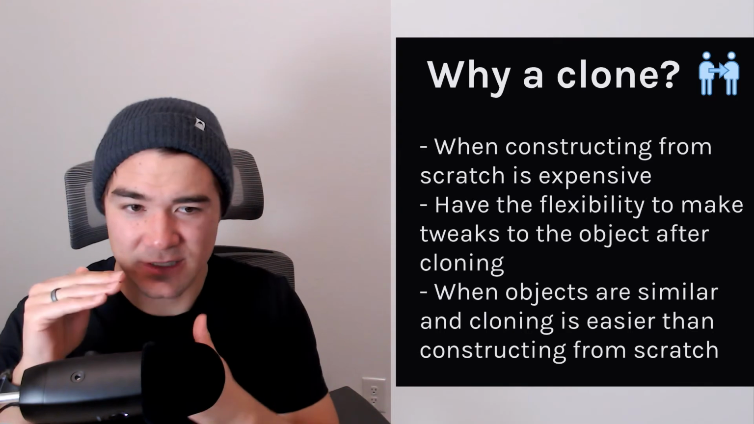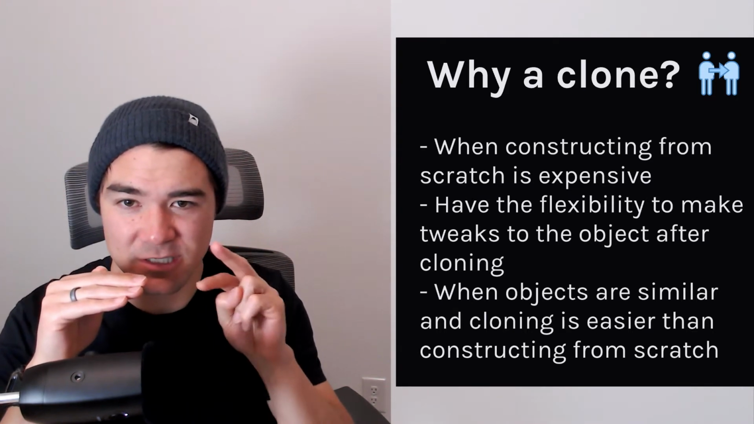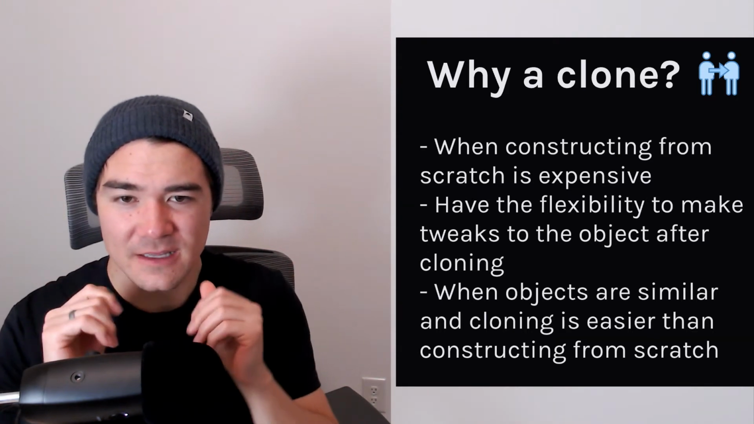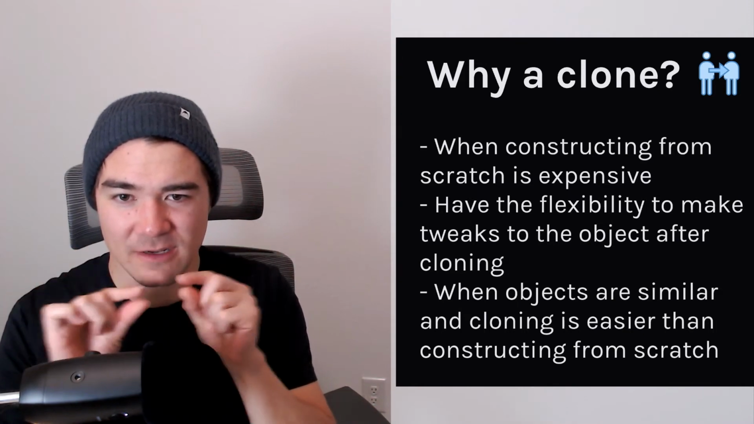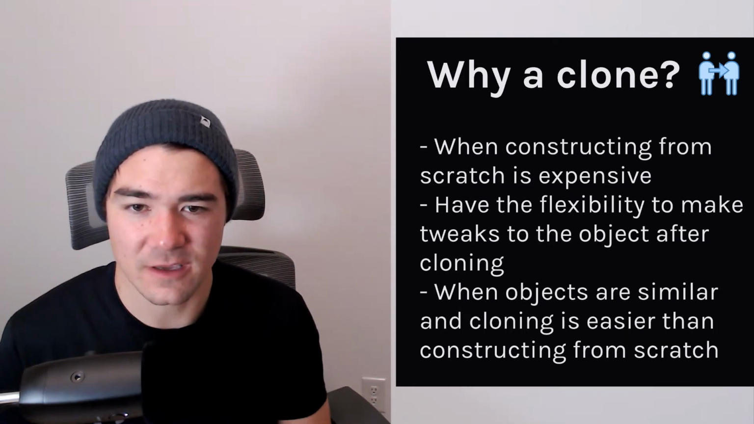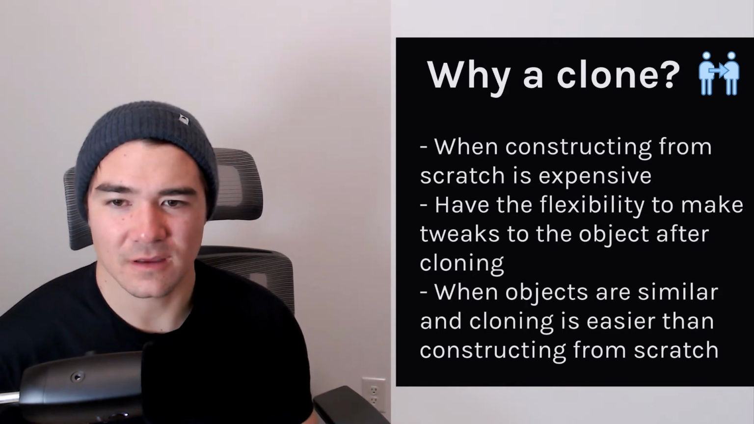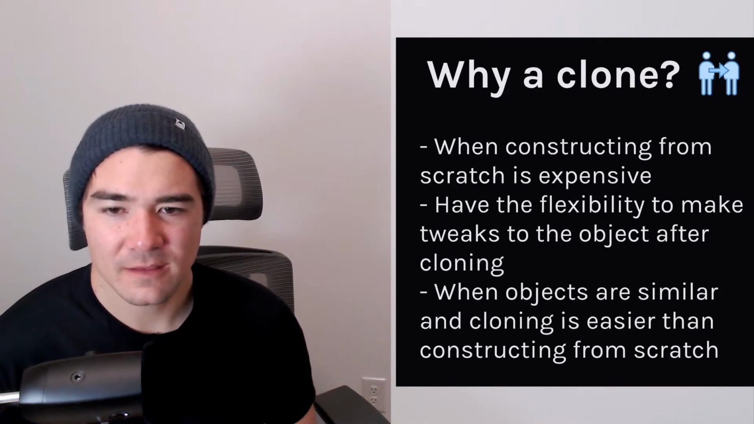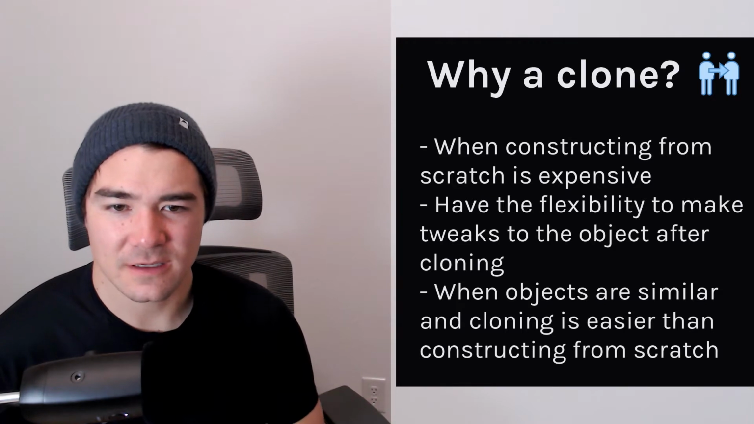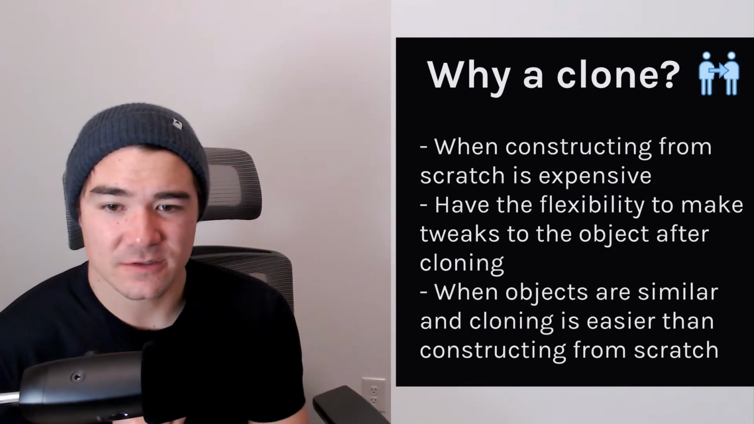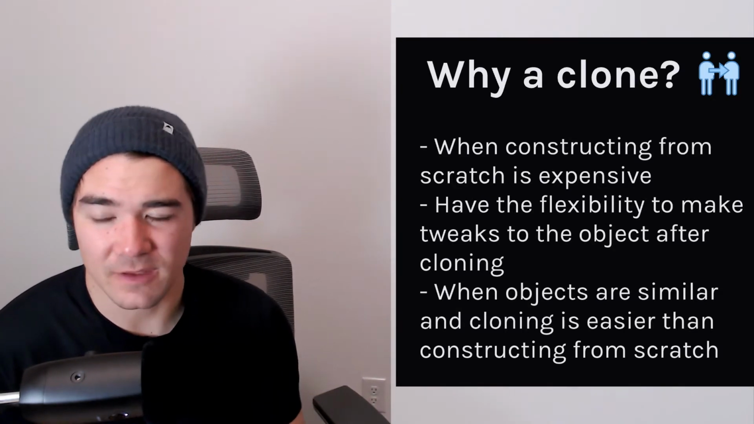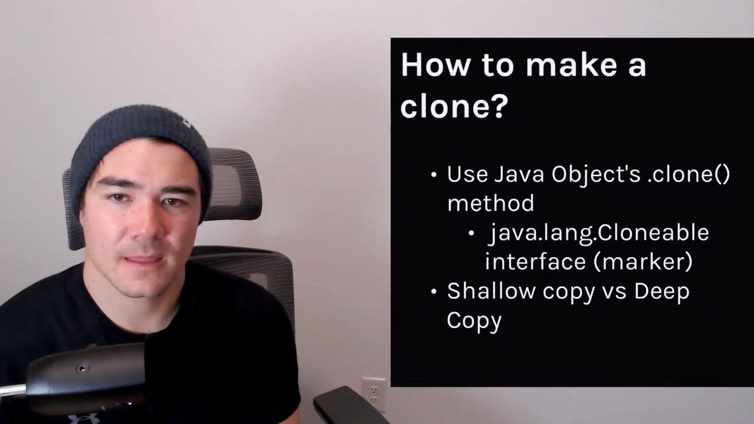What if an object has 10 fields and we just need to change 2 of them for a new object? Instead of creating a new one and calling all of the different setters on the object, what if we can just clone it and modify the 2 fields that we need? And third, when objects are similar, it's easier to clone them than to construct them from scratch.